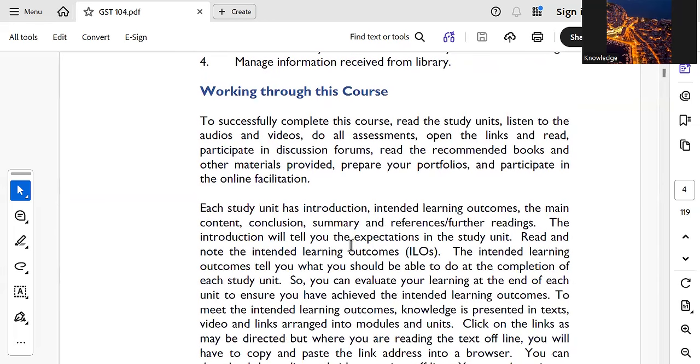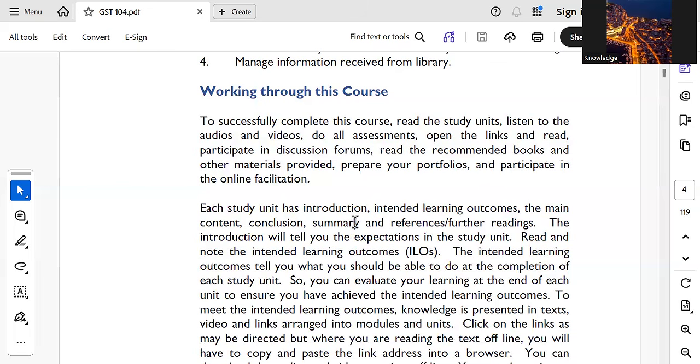So we're just going to take the overview of the course in this video. This is just an introduction, so that you know what you are expecting in the course GST104, basically the use of library and how to get the most from a library, the types of library we have, the classifications of library we have, the resources we have in the library, and the rest of them.